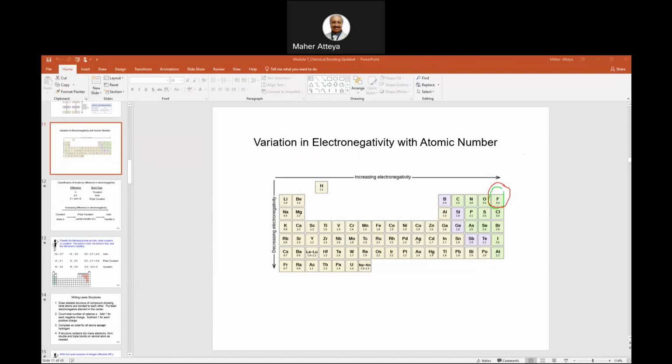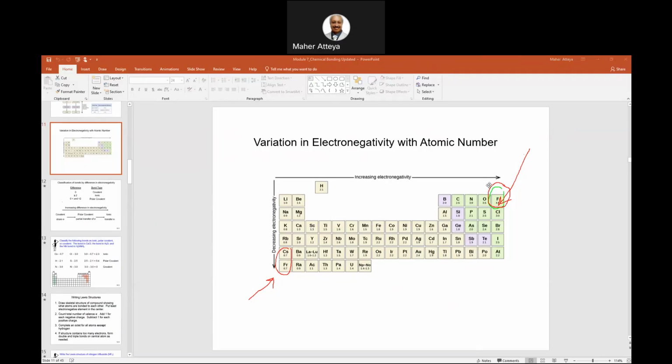Having said that, don't do it at home. But you can tell that fluorine is the highest element, with 4.0 on the scale. The lowest ones are these two here. So metals do not like to be electronegative. Metals like to be electropositive because they give away their electrons. But the fluorine here likes to pull those electrons from within the compound itself.